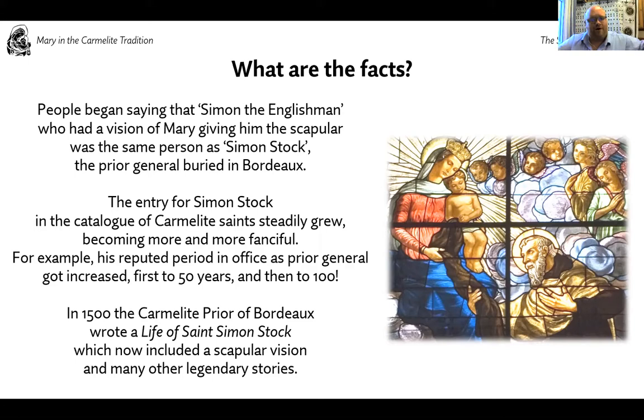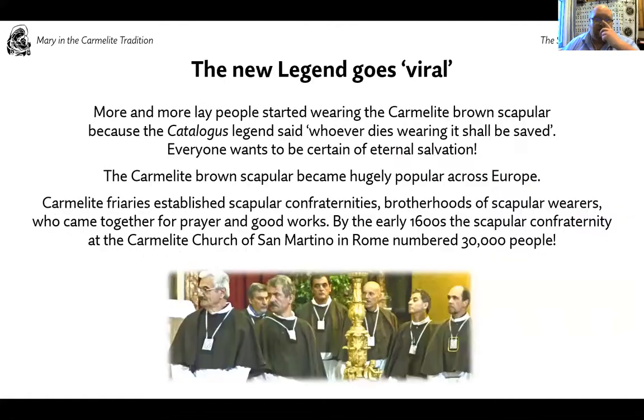But these stories get more and more elaborate, as you know what it's like. I guess you may have the same phrase as we have in England, Chinese whispers. You whisper one thing and the story gets changed and elaborated as it goes along. And so by the time you get to 1500, the Carmelite prior in Bordeaux, where Simon Stock, the prior general, has been buried, writes a life of Saint Simon Stock, which now includes a scapular vision and other legendary stories that he's heard about or possibly just made up. Now we can say that the legend goes viral, to use a modern term.